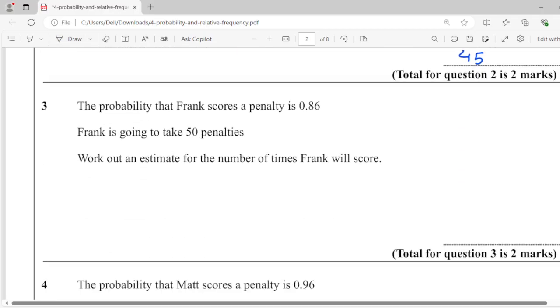Question number 3. The probability that Frank scores a penalty is 0.86 or 86%. Frank is going to take 50 penalties. Work out an estimate for the number of times Frank will score. 86% of 50 is 43.